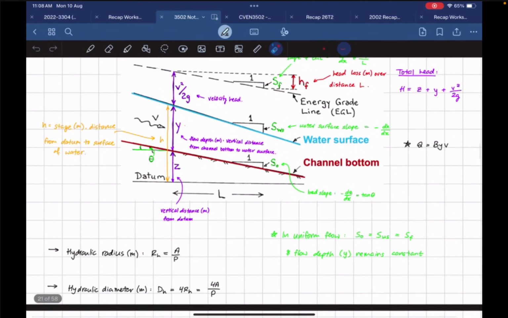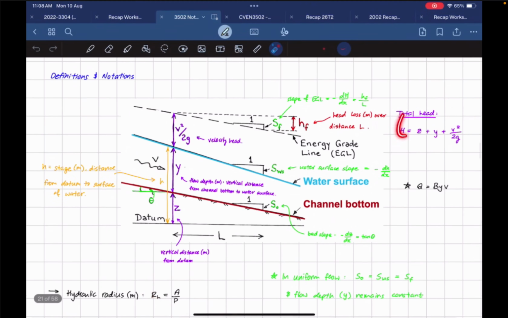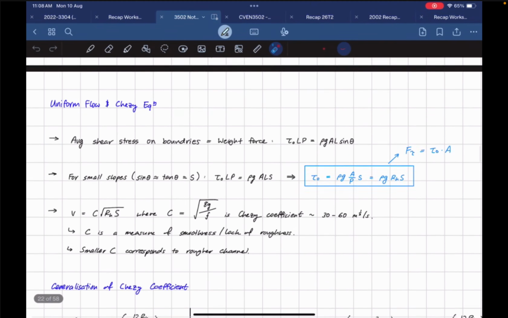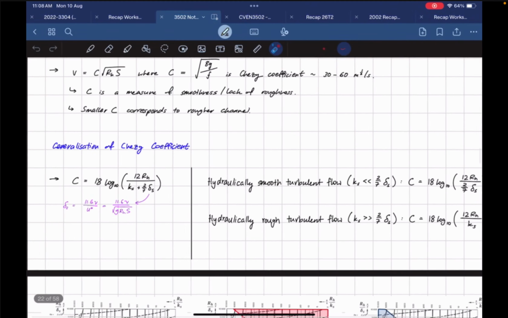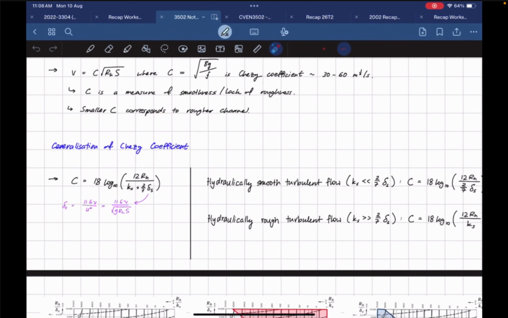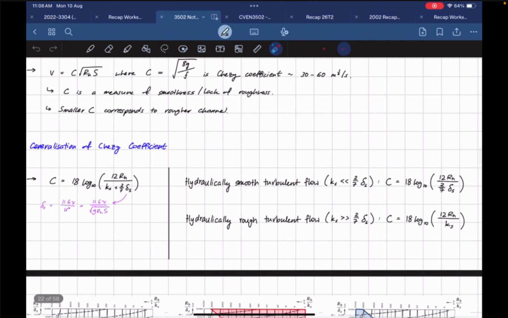Some things from fluids: you've got your hydraulic radius, hydraulic diameter, total head, uniform flow, and the Chezy coefficient. That's pretty important. We're going to cover that in this question. There are 2 different values for the Chezy coefficient. You've got your value for smooth turbulent flow, which is only dependent on your boundary layer thickness, and you've also got hydraulically rough, which is only dependent on the surface roughness. Right? In the question, they'll give you clues to which one you have to use.